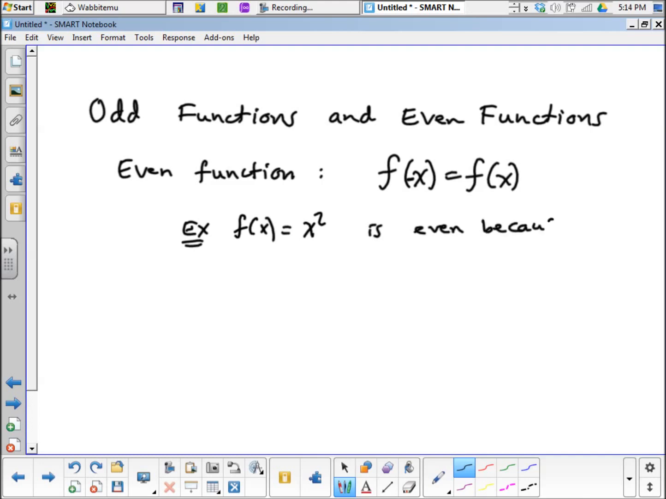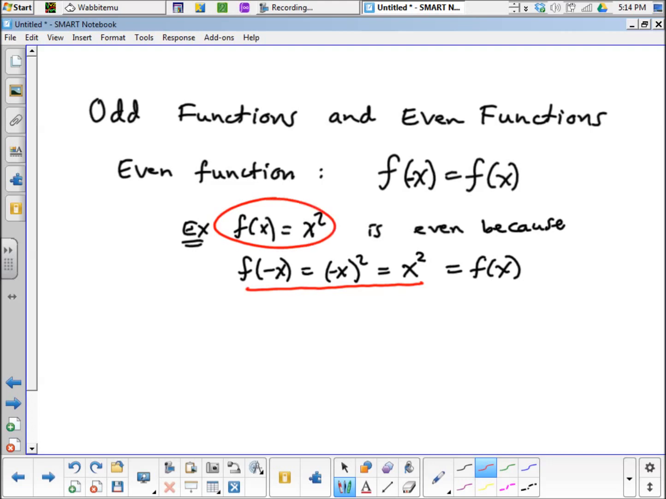It is even because if you find f of negative x, that means you plug negative x in for x. And you simplify, it takes you right back to f of x again. So we started by trying to find f of negative x. We found ourselves dealing with x squared, which is the original f of x. See that? Okay, so you might have to rewind that to follow that. But that's the case.